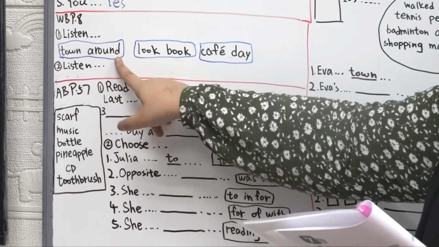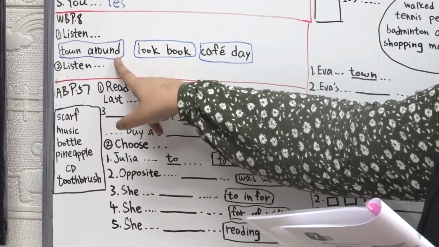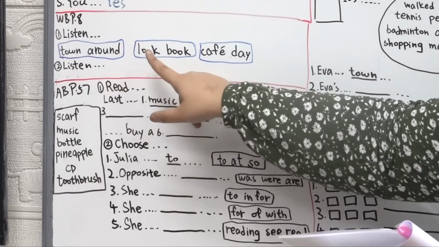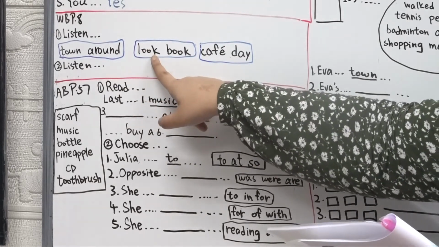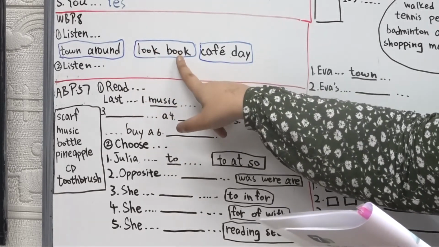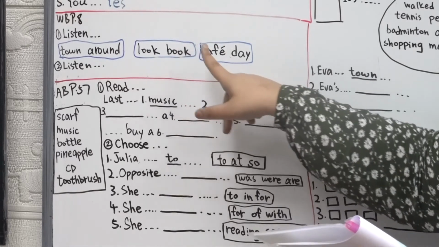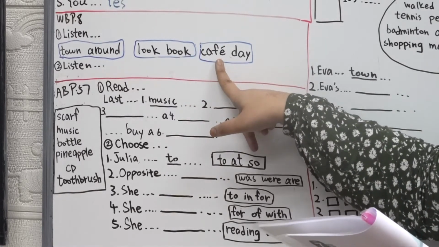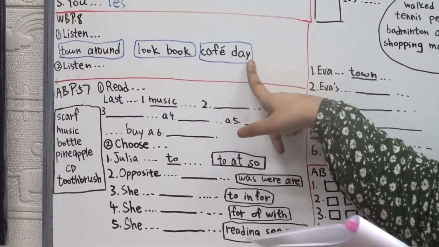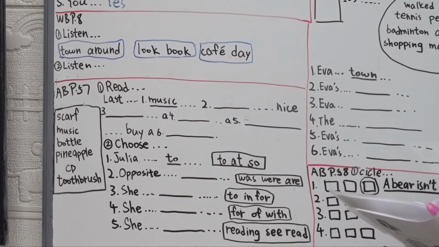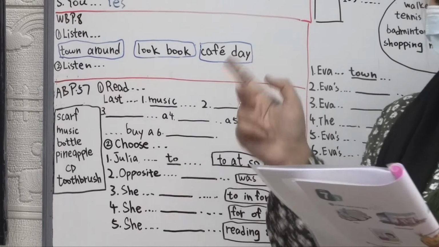Town. Around. Look. Book. Cafe. Day. Alright, everybody, we are done saying these.